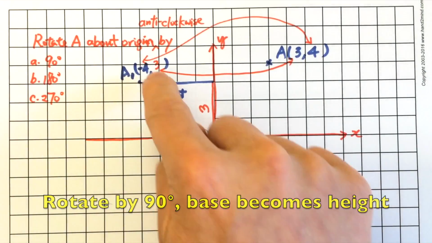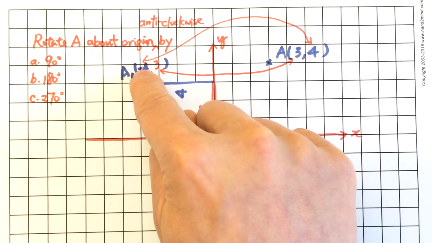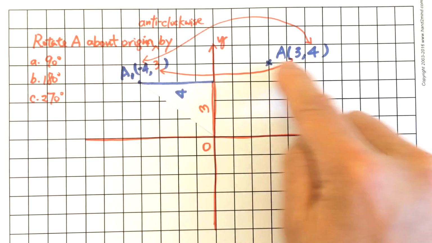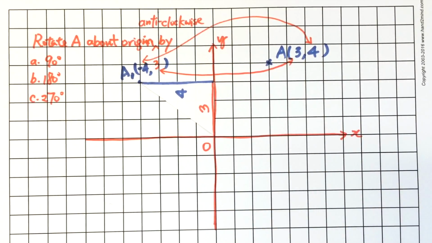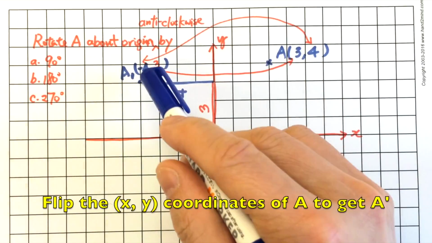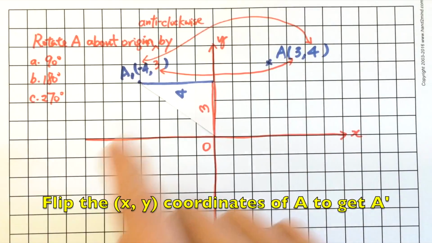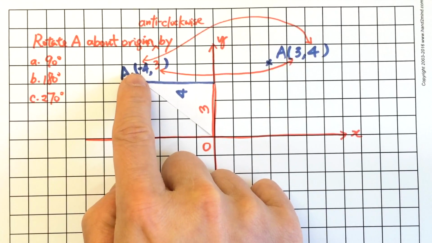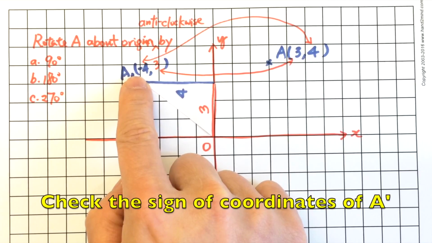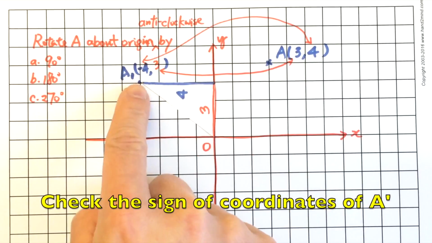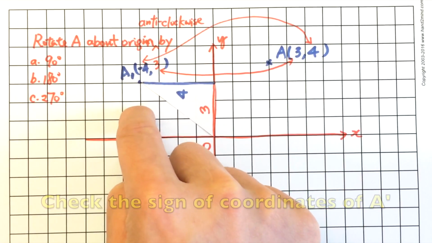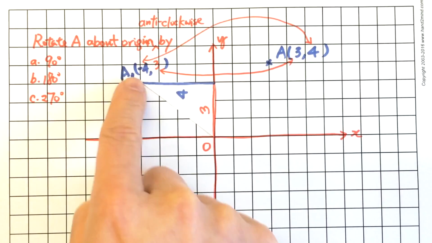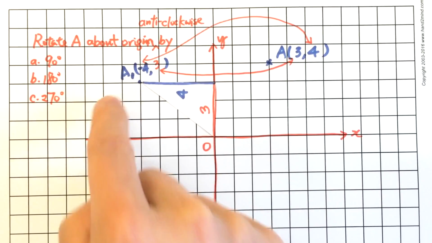That means the x and y coordinates of A1 and A interchange with each other. We flip the x and y coordinates. But note that the x-coordinate of A1 has to be negative because it is in the second quadrant. The x-coordinate should be a negative value for A1.